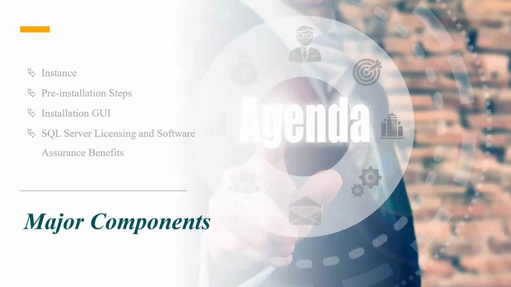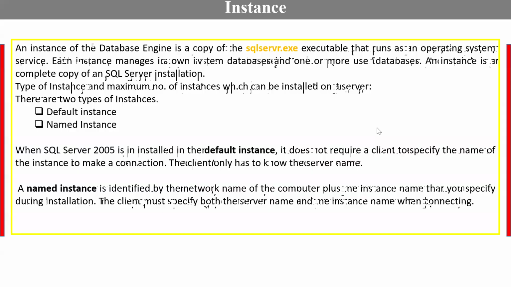If you are going to purchase any product, yesterday we discussed this slide. Technically in SQL Server, whenever you are installing the product, we call it an instance. Each instance is nothing but a copy of SQL Server.exe. In SQL Server, we have two varieties of instance: one is the default instance, and one is the named instance. In simple terms, do I need to go for the default instance or the named instance?